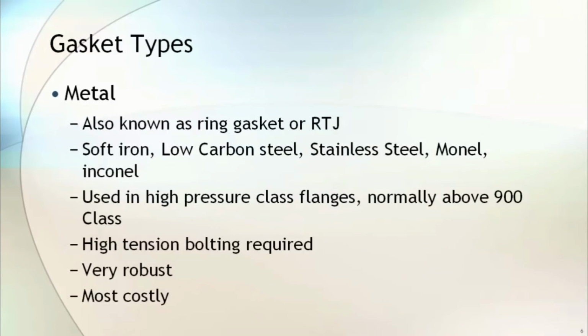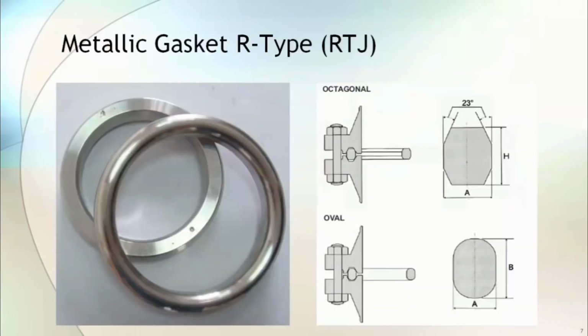Metal gaskets are manufactured from materials such as soft iron, low carbon steel, stainless steel, Monel, and Inconel. These gaskets are also known as ring gaskets or RTJ gaskets. Metallic gaskets are used in high pressure class flanges, normally above 900 class. They can also be used in high temperature services. High tension bolting is required when we use a metallic gasket. They are very robust and the most costly among all types of gasket. There are two types of metallic gasket used in RTJ flanges. One is octagonal and the other is oval type. You can see the difference in their cross section as shown in the image.